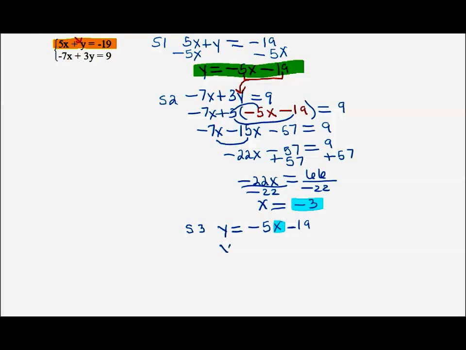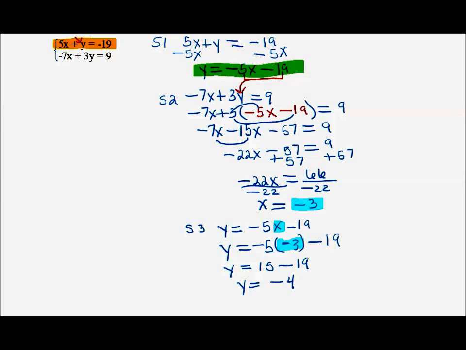So this becomes y equals negative 5. Now instead of writing x, now that I know x is equal to negative 3, I'll change it to negative 3 minus 19. All I did was make a substitution. Okay? And I'll solve this for the y value. So this gives me y is equal to negative 5 times negative 3 is a positive 15 minus 19. 15 minus 19 is simply negative 4.